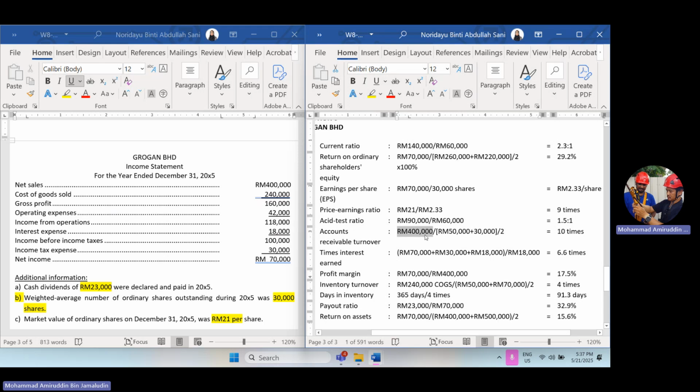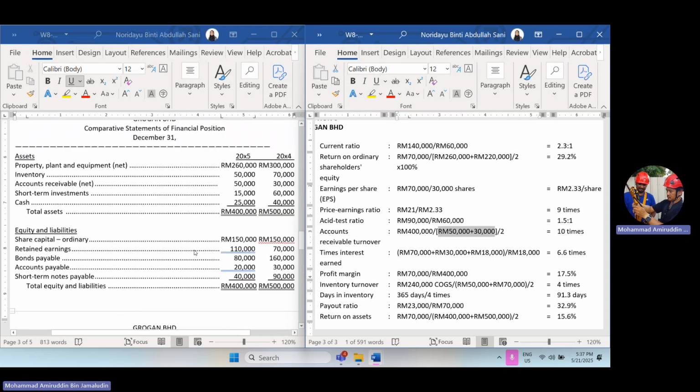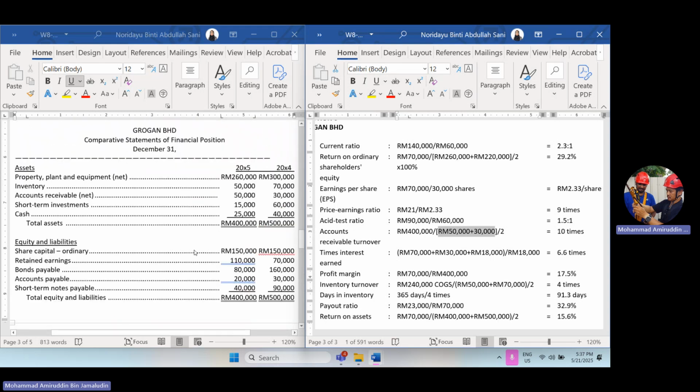So 400,000 over receivables, we take average receivables. Same story. We don't know when these receivables were recorded. It could be since last year. So that's why, to make the analysis logical and relevant, we divide by 2, the last year one and this year. So go to your statement of financial position, the assets. Go to SOFP. You have this 50 plus 30. We divide by 2. You settle this one first, okay?